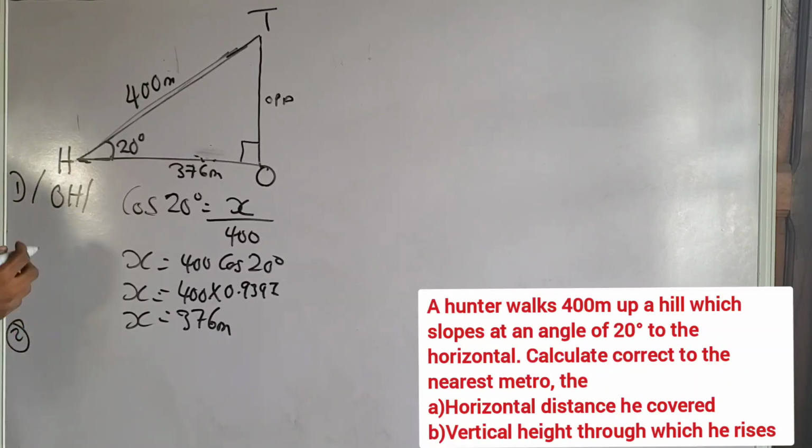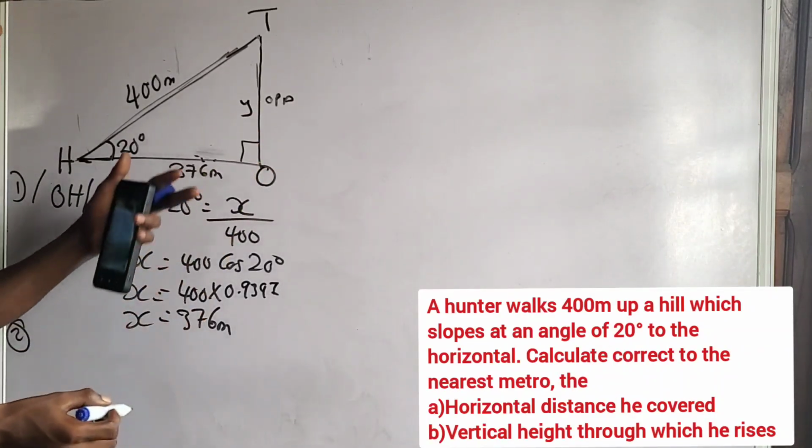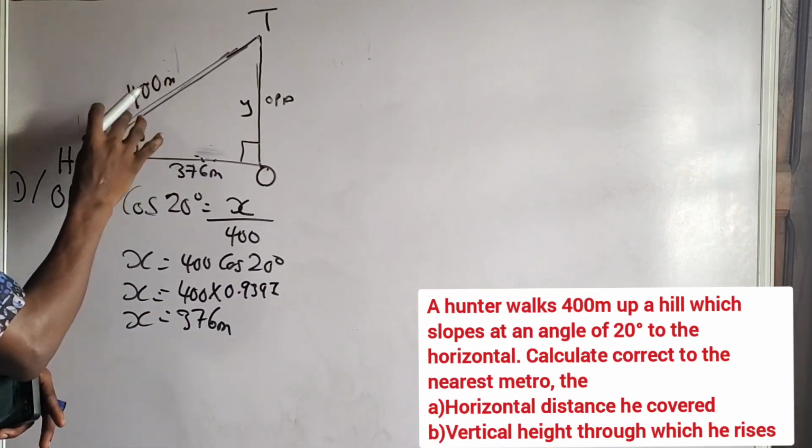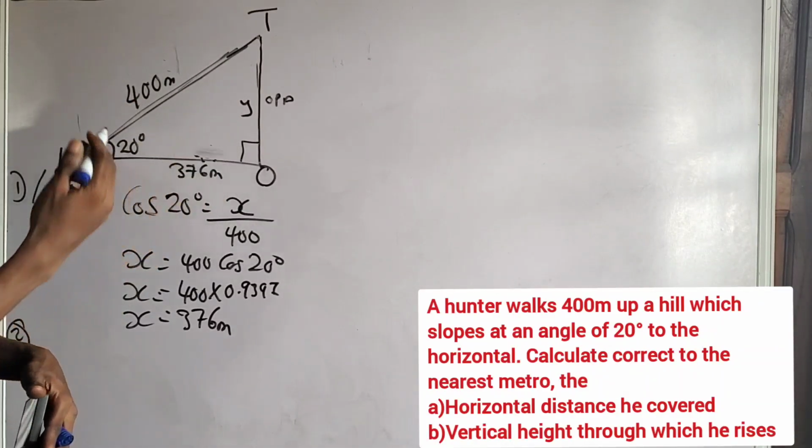Now, how do we get the second part? The second question says we should calculate the height through which he rises. Let me check the question. Yes, the vertical height through which he rises. So we are looking for this opposite now. You can calculate the opposite using two methods: the Pythagoras theorem, or the trigonometric ratio. But here I'm going to use the trigonometric ratio. Let us represent the opposite as y. We know the hypotenuse is 400 meters, so to get y, you can just use sine.